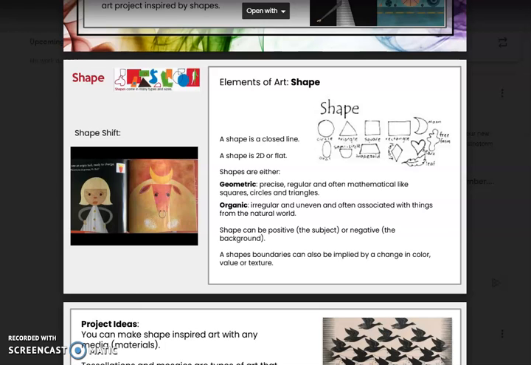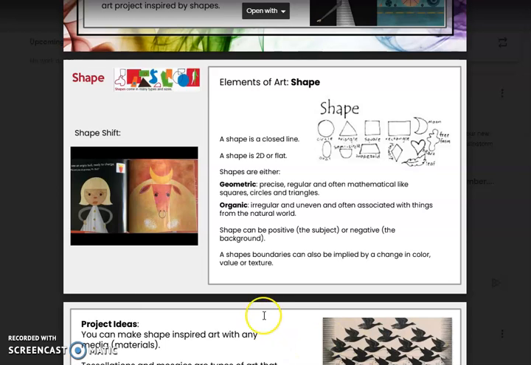Now shape can either be positive or negative as well. So if I were to sit down and draw a circle, the circle is the positive shape, and the negative space around it, or the negative shape, is the background. A shape's boundary can also be implied by a change in color, value, or texture. We often think that a shape is formed by a line, but it can also be implied.